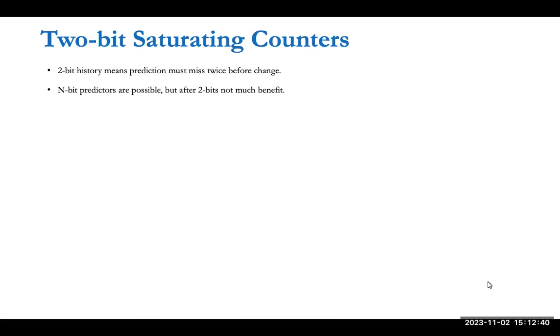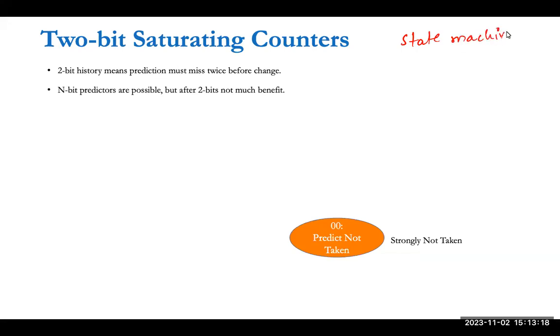So the 2-bit saturating counter, as we said, is a state machine having 4 states. This 2-bit history means the prediction must miss twice before the change. N-bit predictors are possible, but after 2-bit, there is not much benefit. In this 2-bit saturating counter, 2 to the power of 2 gives 4 states.